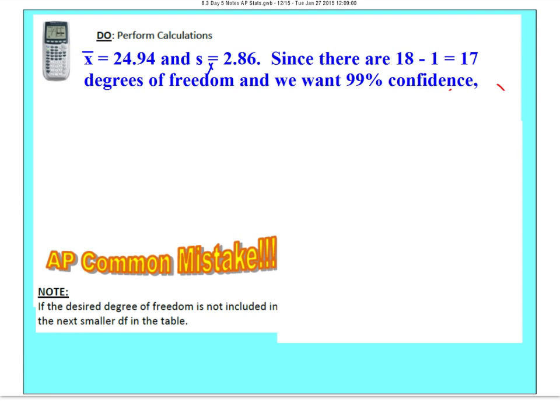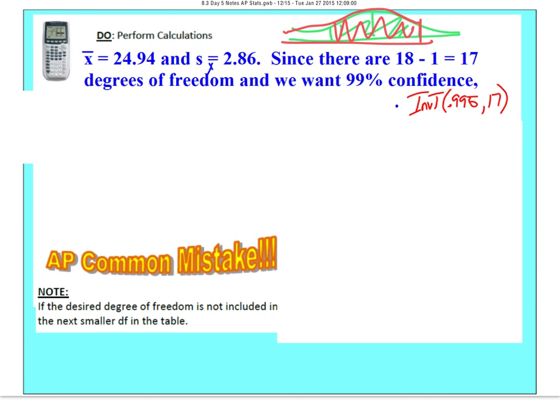So for 99% confidence, we're going to have to find the critical value. How do we do it? Let me just sketch it out. Remember, 99% confidence gives us this entire region, but we want to know from here all the way down. If this is 99%, it means we have 0.5% in each tail. So the total area we're looking for is 0.995.